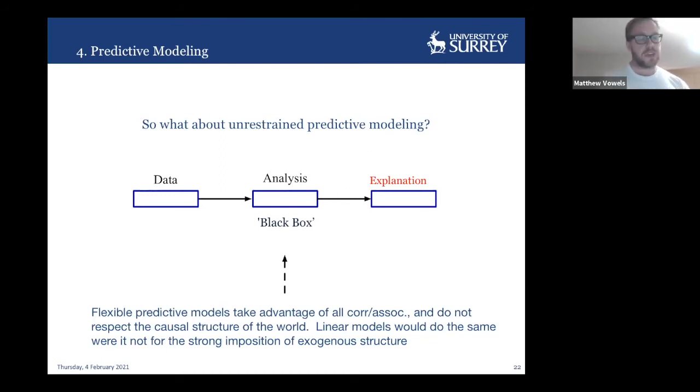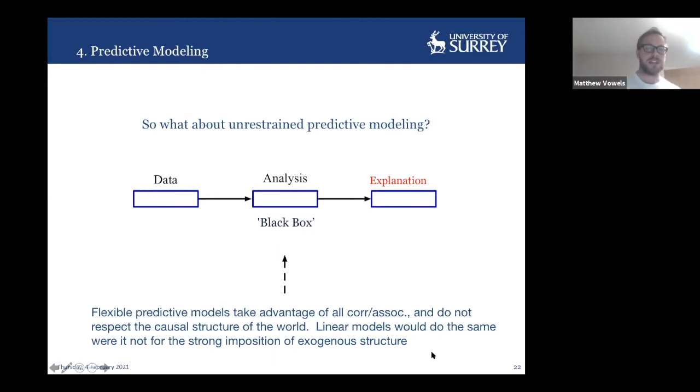And so if we use a predictive approach, we can take advantage of all the correlations and associations in the data. We need a very powerful technique that can leverage and identify anything it needs to improve that prediction. As such, they have no respect for the causal structure in the data. They just do whatever they can. They're happy to use spurious correlations. They're happy to use confounders. They'll do whatever they need to do.